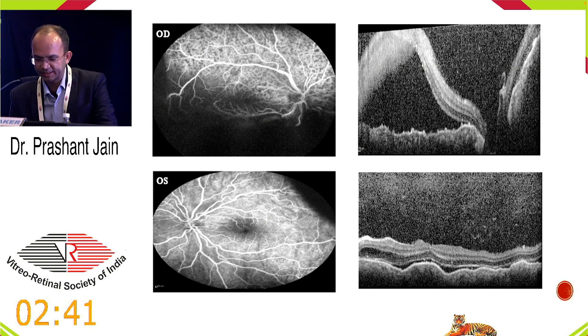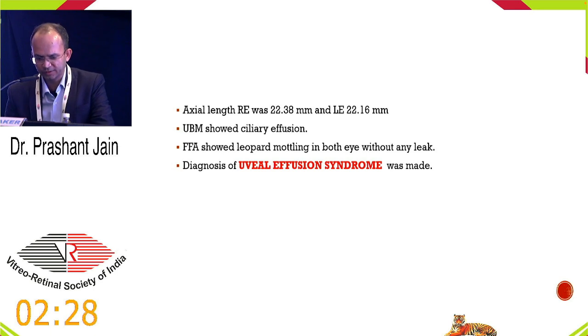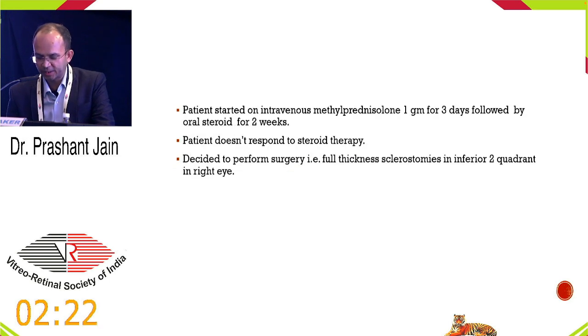So we did OCT, there was marked serous retinal detachment in the right eye. In the left eye, shallow SRF was there. On FFA, we saw leopard mottling in both eyes without any leak. Axial length was normal. UBM showed ciliary effusion, and we made the diagnosis of uveal effusion syndrome. We started the patient on IV methylprednisolone 1 gram for 3 days, followed by oral steroid for 2 weeks.